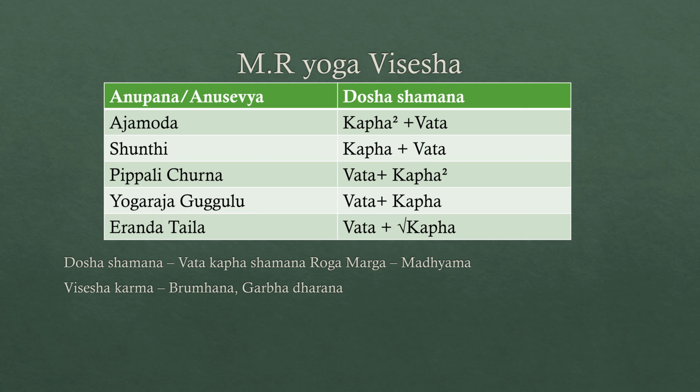So this is the logic of selecting different types of Anupanas along with Maharashnadi Kashayam, and you will see such a range of patients in your clinic also, where you can see different permutations and combinations of these doshas and their grade or status.